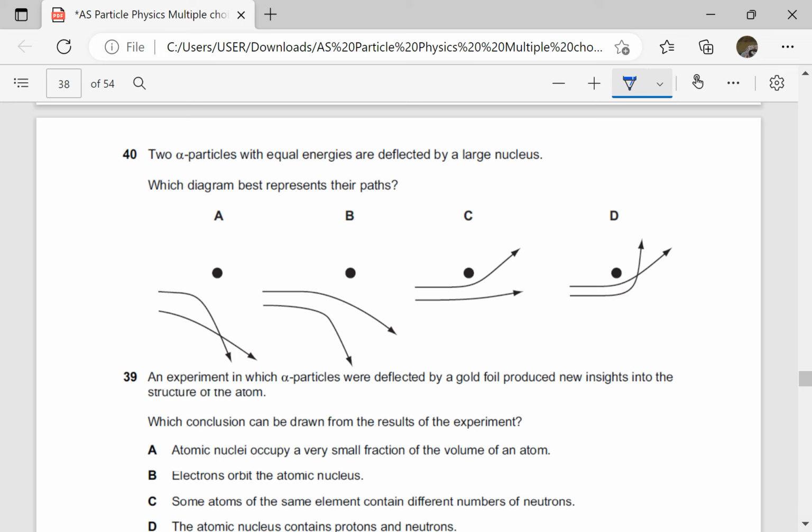Some atoms of the same element contain different numbers of neutrons. That is true, but we can't confirm it from that experiment. The atomic nucleus contains protons and neutrons. That is true, but we can't confirm it from the alpha particle scattering experiment. Other experiments have been carried out to confirm that.